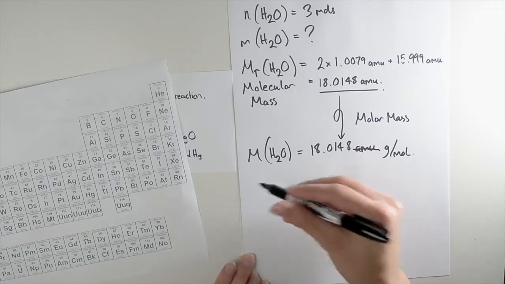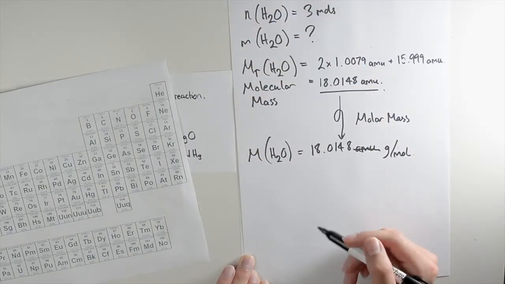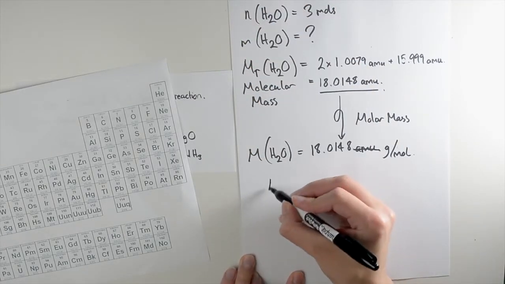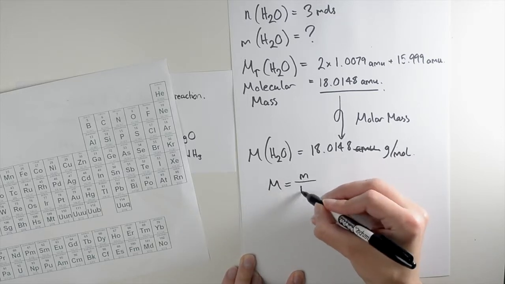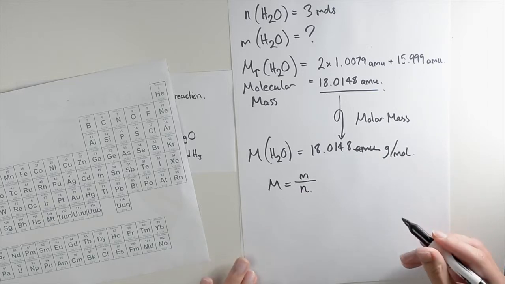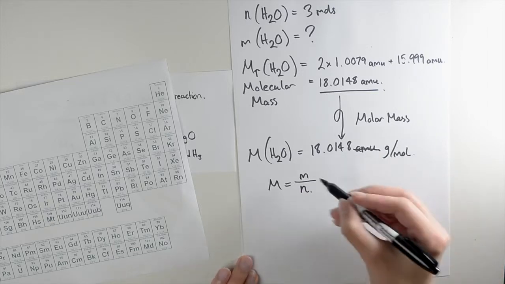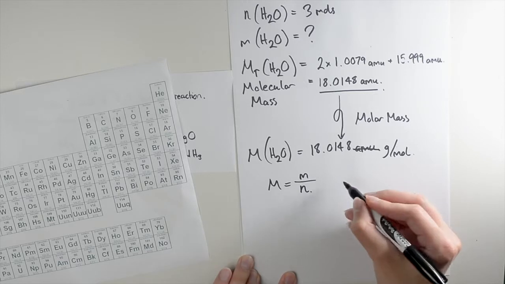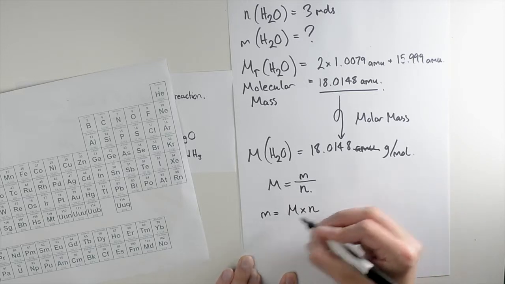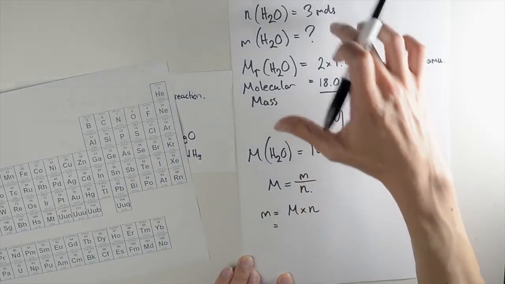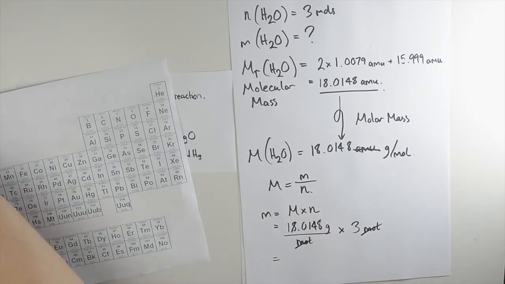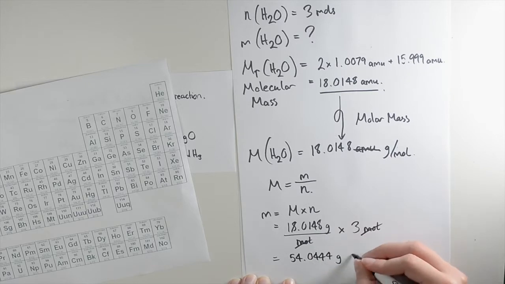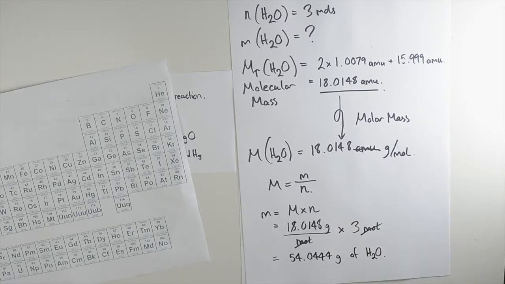Now we can just throw all these values into an equation we've seen before, which is molar mass is equal to the mass divided by number of moles. Well, we are trying to solve for m, the mass, so let's rearrange our equation. Now we can put in our values. Our units cancel. And we get a result of 54.0444 grams of water.